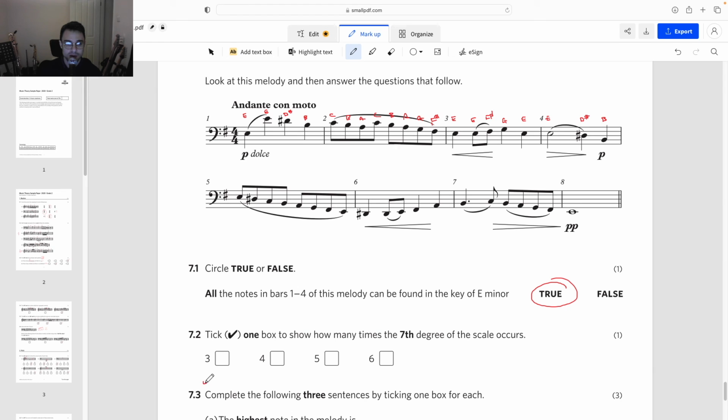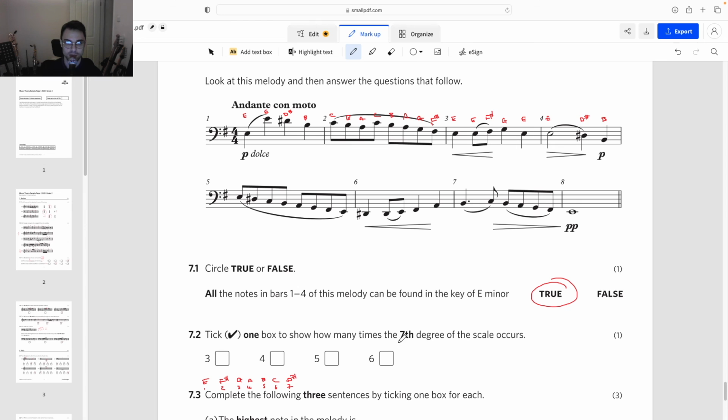So E, F sharp, G, A, B, C, D sharp. That's 1, 2, 3, 4, 5, 6, 7. So the 7th note in our E minor scale here is D sharp.